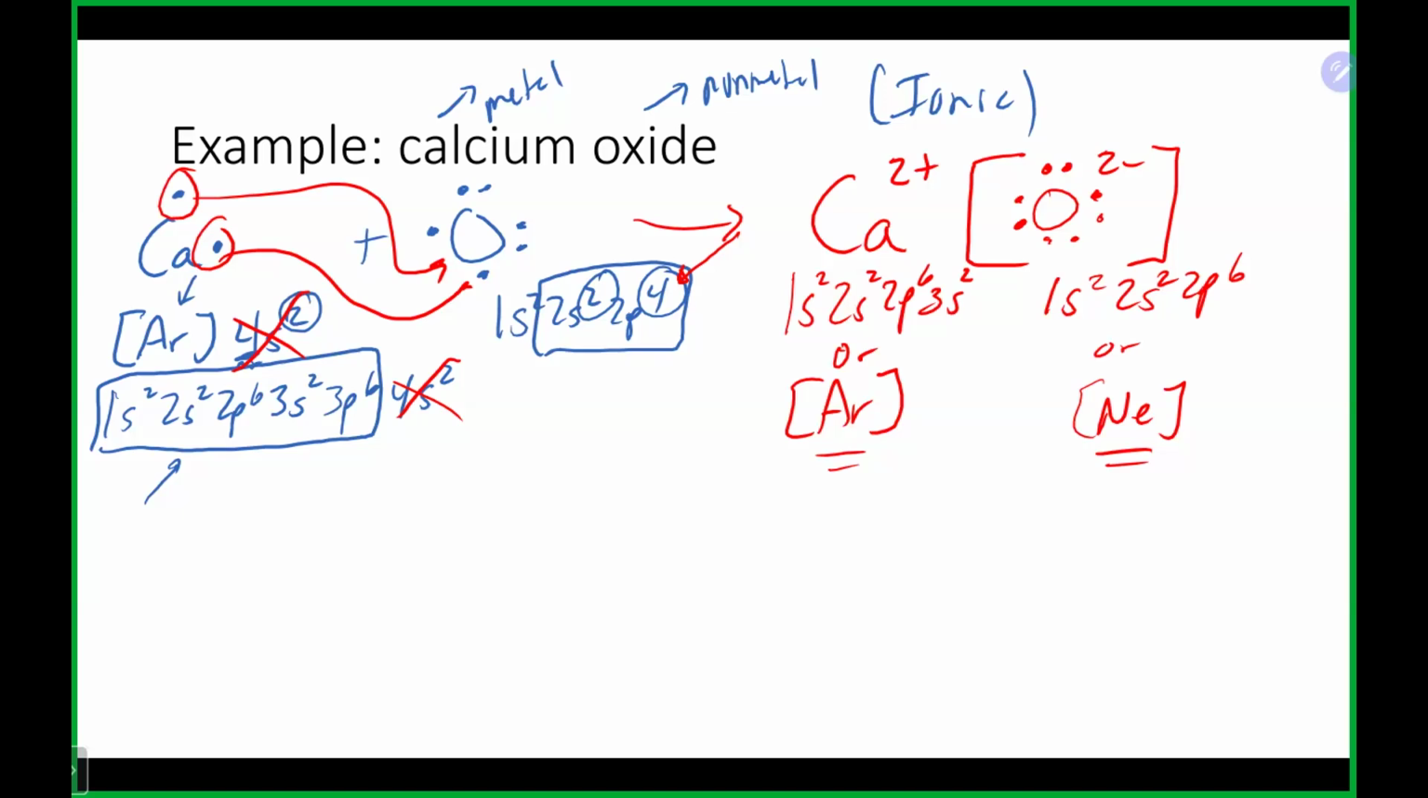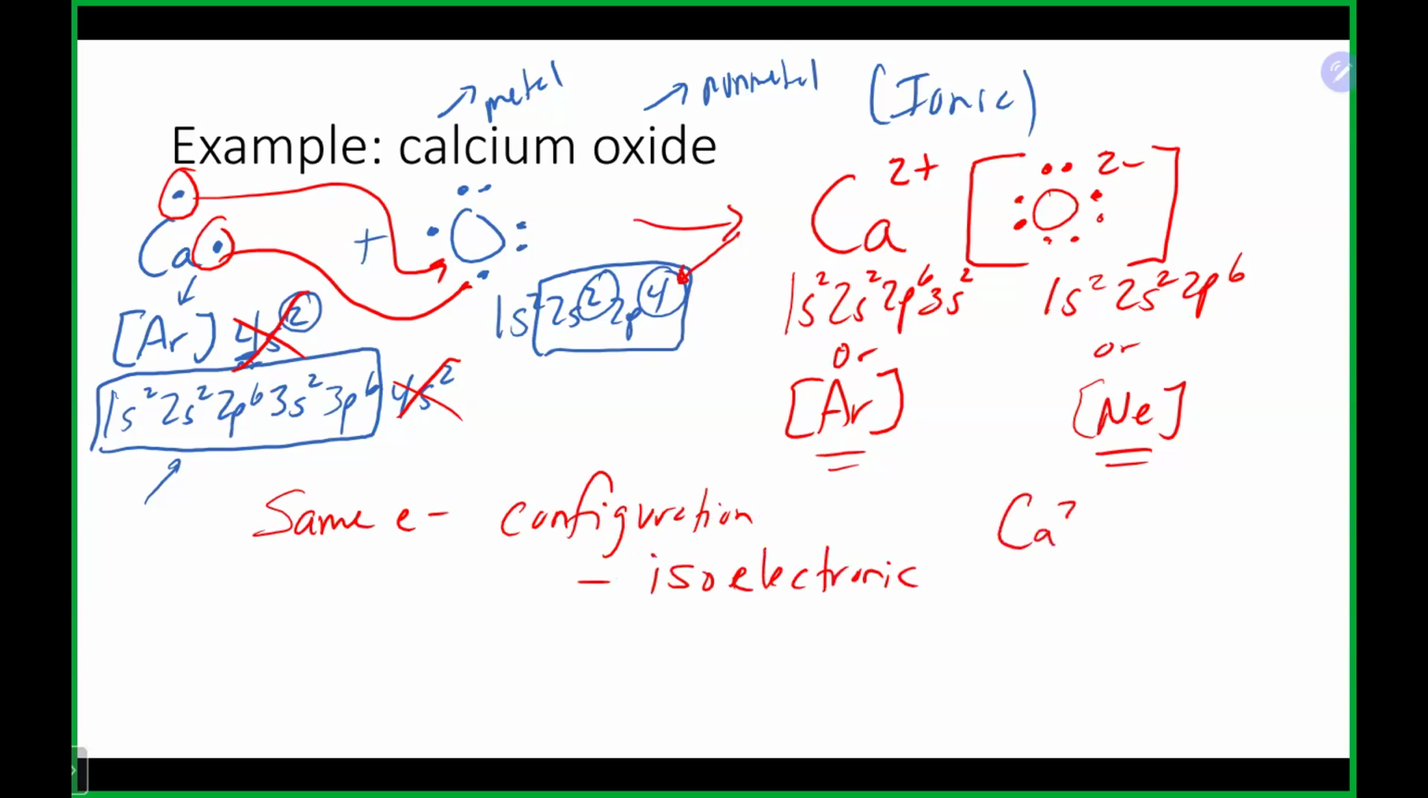So things with the same electron configuration are what are known as being isoelectronic with each other. Isoelectronic are things that have the same electron configuration. So, for example, calcium with a +2 charge and argon are isoelectronic with each other. They have the exact same electron configuration.